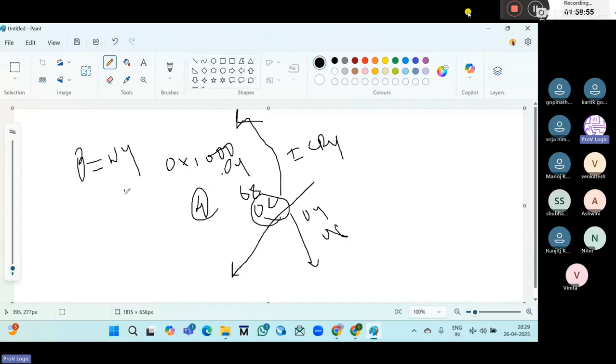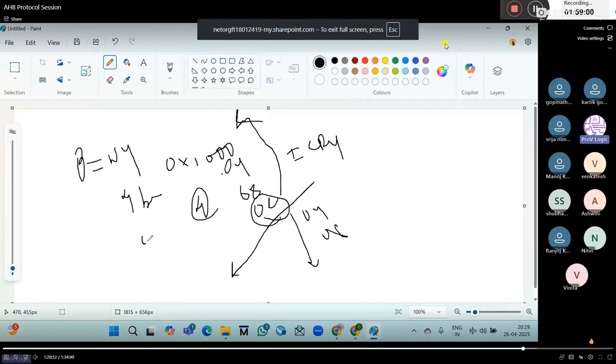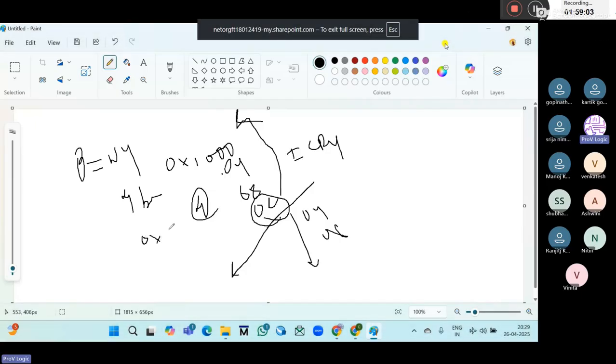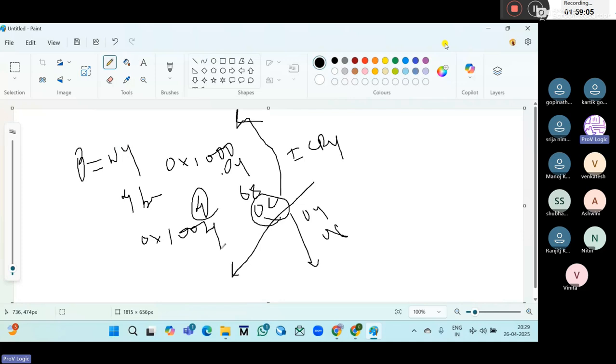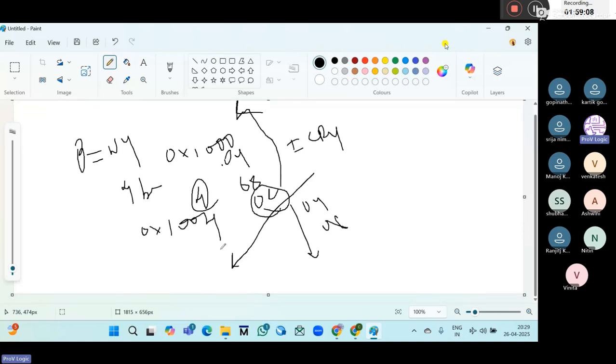HSIZE will be 4 bytes. Then if you consider the start address as 0x1004, how can you calculate the wrap boundary? 4 beats times 4 bytes. That means 16 bytes in total. Total boundary size is 16 bytes. Okay, so boundary means a 16-byte block. Just create the 16-byte block.